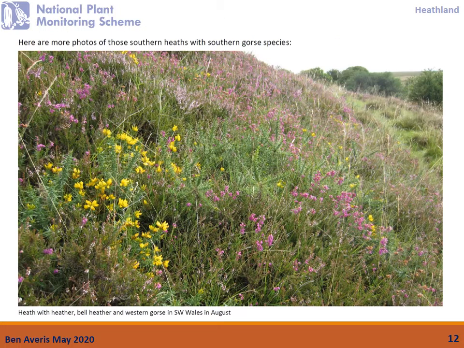Here's some heath with western gorses in Wales, in what is otherwise an ordinary looking heather and bell heather kind of heath on a south facing slope, or southwest facing slope. So it's kind of like a heather bell heather heath with added western gorse. Gives it a lot more colour. These southern heaths can look really attractive with that mixture of pink and purpley pink and yellow.